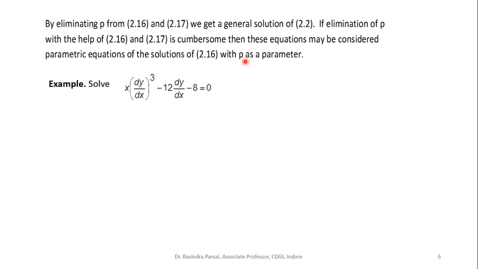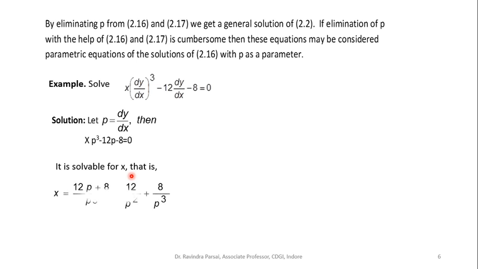Suppose this is a question of first order and high degree, that is, degree greater than 1. Our first option is to put dy/dx equal to p. Then this equation is written as xp^3 - 12p - 8 = 0. Since in this equation only the power of x is 1, this type of question is easily solved for x. So the equation can be written as x equal to 12/p^2 + 8/p^3.